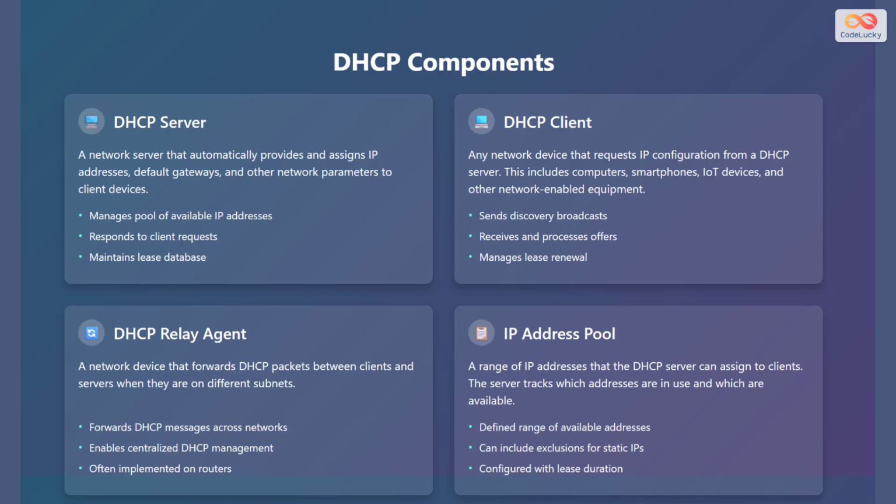Then there is the DHCP Relay Agent, a network device that forwards DHCP packets between clients and servers when they are on different subnets. DHCP Relay Agents forward DHCP messages across networks, enable centralized DHCP management, and are often implemented on routers. Lastly, there is the Internet Protocol Address Pool, a range of Internet Protocol addresses that the DHCP server can assign to clients. The server tracks which addresses are in use and which are available. The Internet Protocol Address Pool defines the range of available addresses. It can include exclusions for static Internet Protocol addresses and is configured with a lease duration.